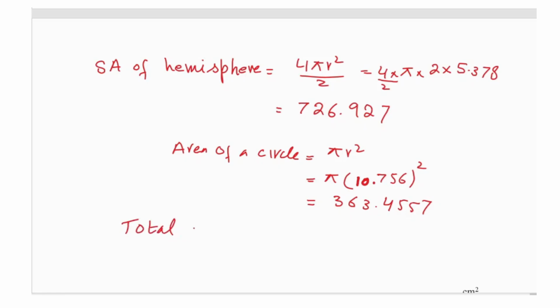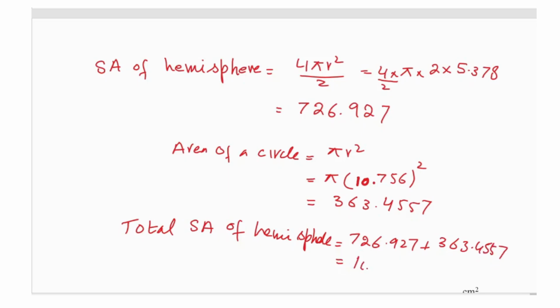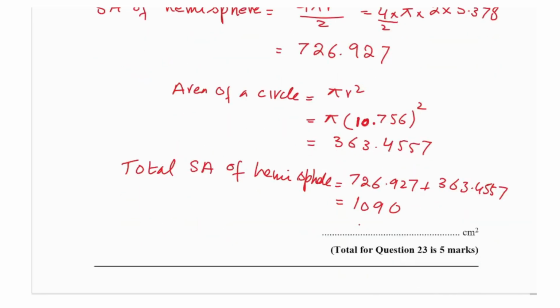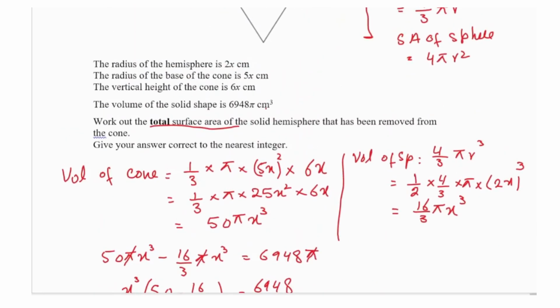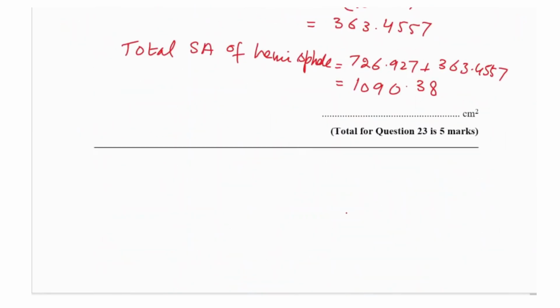Now we're going to add them up because we're looking for the total surface area. So write down the total surface area of the hemisphere is equal to 726.927 plus 363.4557, and we will end up with 1090.38. The question says, give your answer to the nearest integer. So there is no decimal, and this is less than 5, so the nearest integer will be 1090 centimeters squared. So this is our final answer. Okay, this is a bit of a tricky question, but if you follow the steps, you will get to the answer easily. Okay, thank you.